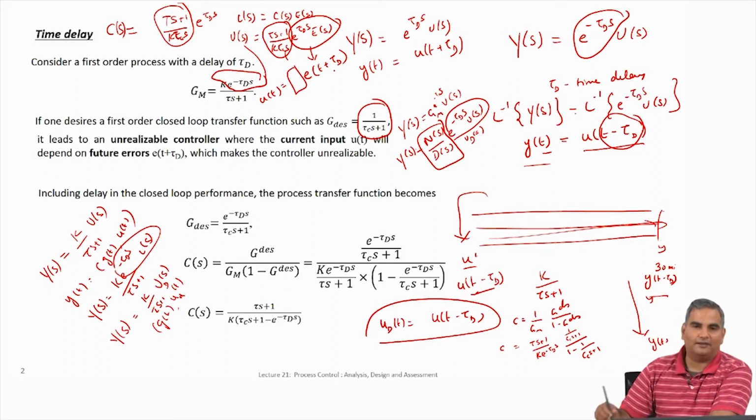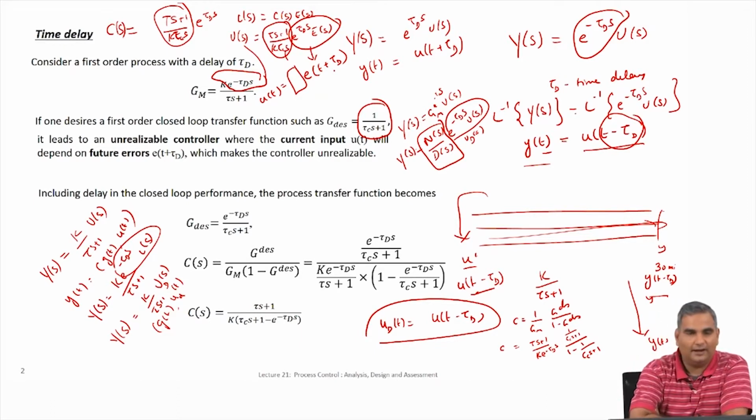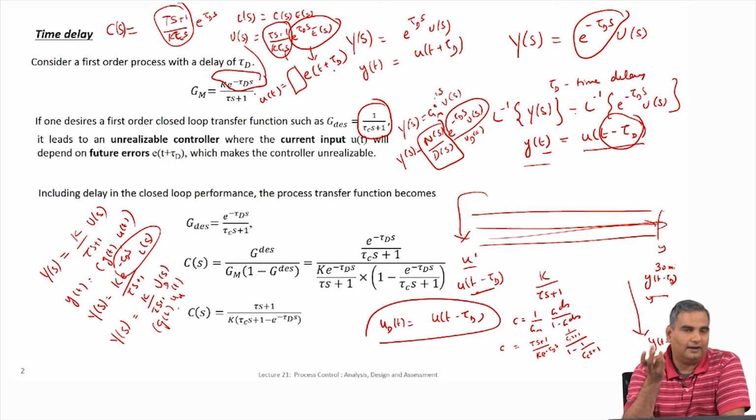So now you see where the problem is, right. To make a control move at the current time, I need to know what the error will be in the future, right, and the error is computed as the output minus the set point, and I do not have the output in the future, right, because I am at the current situation. So how can I get an error in the future to make a control move in the current situation? So that becomes an unrealizable controller.